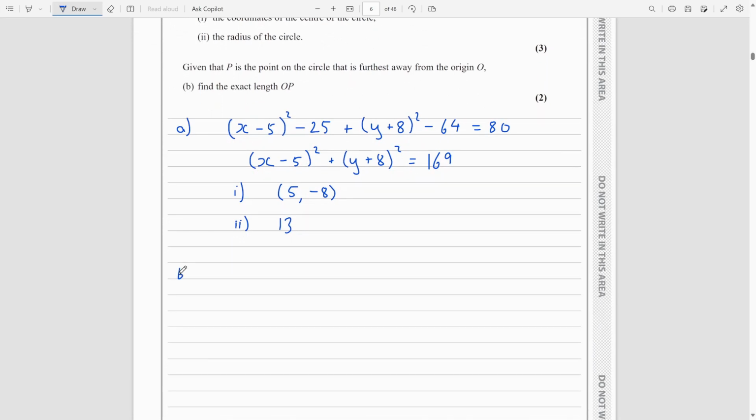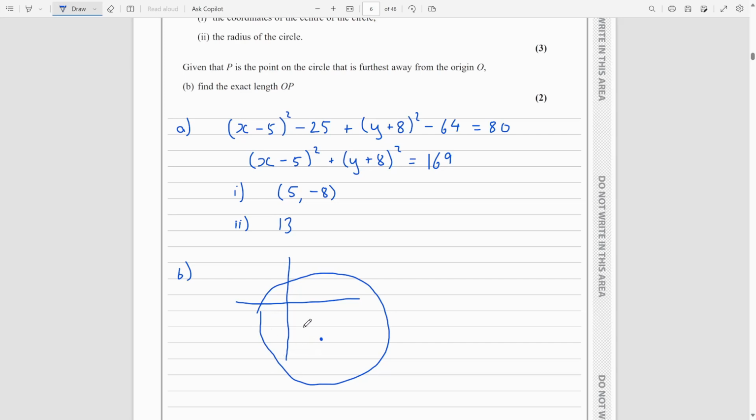A sketch is useful to get your head around this. We have a circle, and I'm not going to draw this particularly carefully, but we've got a circle with a centre of (5, -8). So that's sort of here, let's say. And it's got a radius of 13. So something like that. It's a terrible circle, you get the idea.